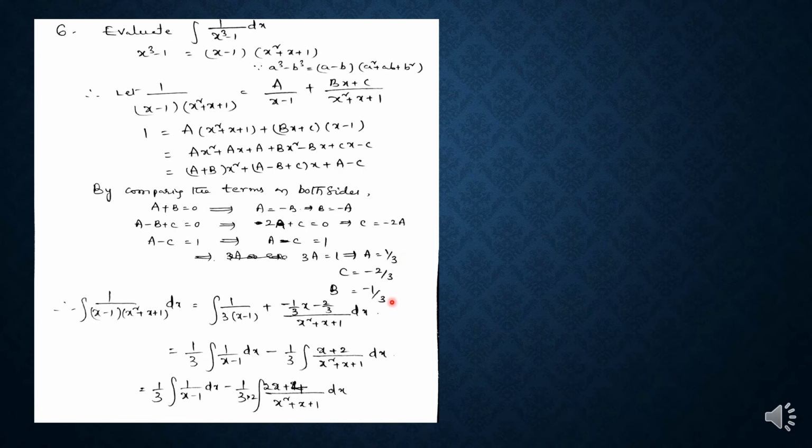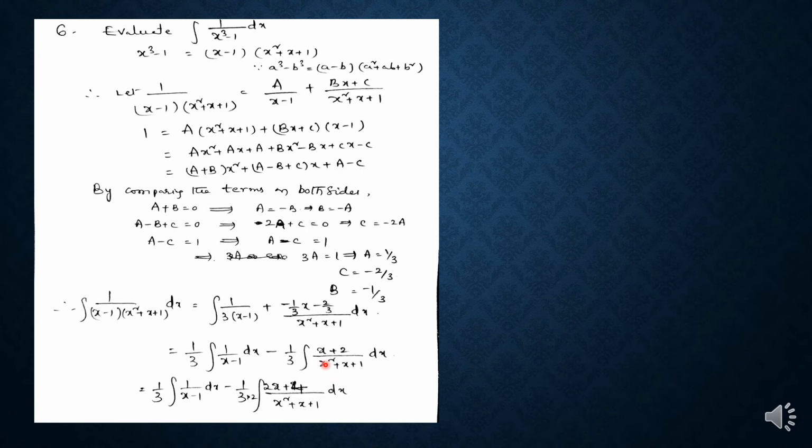After getting these three values, we should substitute in the integral: ∫ 1/((x − 1)(x² + x + 1)) dx equals ∫ [a/(x − 1) + (bx + c)/(x² + x + 1)] dx, that is (1/3)/(x − 1) plus (−(1/3)x − 2/3)/(x² + x + 1) dx. Now, by writing the terms separately, 1/3 ∫ 1/(x − 1) dx, and if we take −1/3 from the numerator as common, −1/3 ∫ (x + 2)/(x² + x + 1) dx.